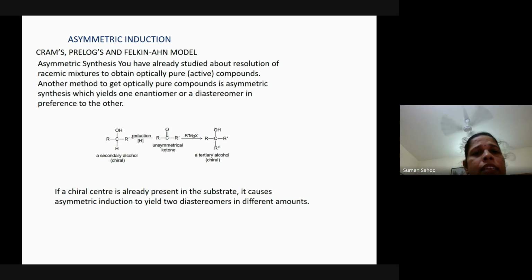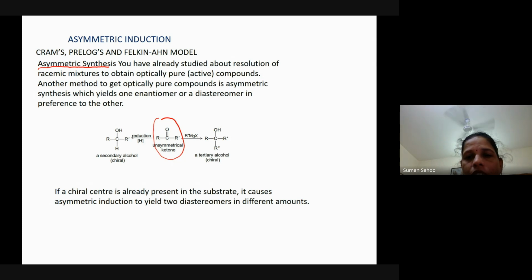So there is another thing that is known as asymmetric synthesis. In asymmetric synthesis, from an achiral compound, you can get your enantiomers or asymmetric compounds. You can either get enantiomers or diastereomers in preference to one another. Suppose there is the possibility of two enantiomers, you are getting one enantiomer in excess, which we have discussed as optical purity or enantiomeric excess. This kind of synthesis is known as asymmetric synthesis.